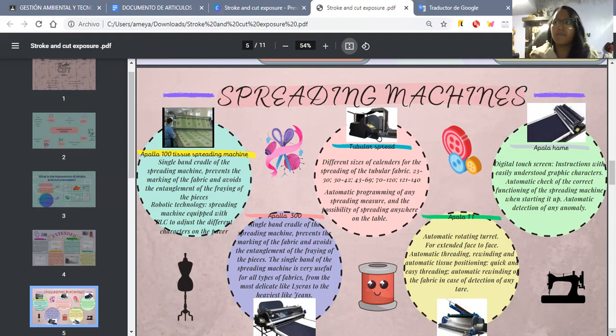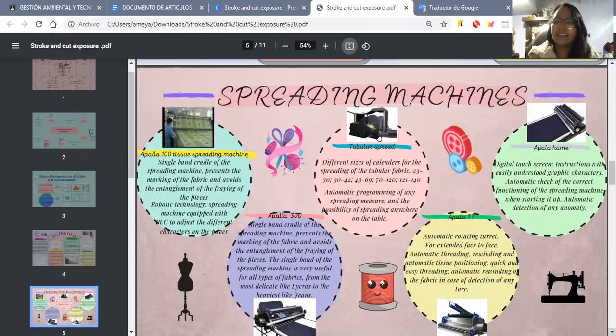This machine is usual in some fabrics because of the different sizes of calendars for the spreading of the tubular fabric, in different ranges. In this case, it's 23 and 30, 30 and 42, 43 and 69, 70 and 120, and 121 and 140. And automatic programming of any spreading measure and the possibility of spreading anywhere on the table. And the next is Apollo 30. In this case, it's an automatic rotating turret for spread face to face, and automatic rewinding and automatic tissue positioning. Quick and easy threading, automatic rewinding of the fabric in case of detection of any tear.